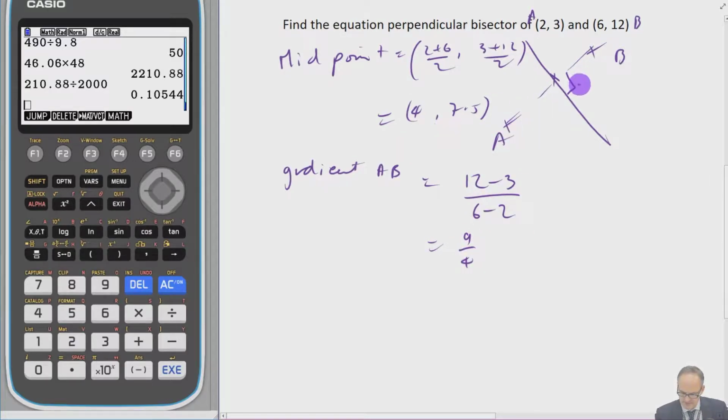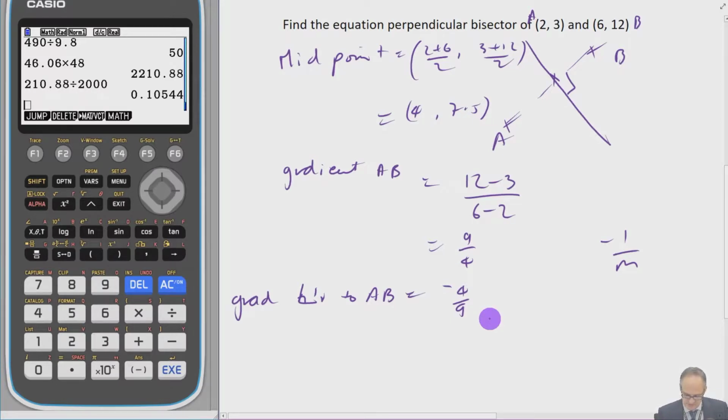Now, that's the gradient of AB, but we want the gradient of the perpendicular to AB. And that's just going to be minus 1 over that. If we do minus 1 over the gradient of the line, then that gives us the gradient of the perpendicular to the line. So that's just the same as flipping this upside down and changing the sign, to get minus 4/9.